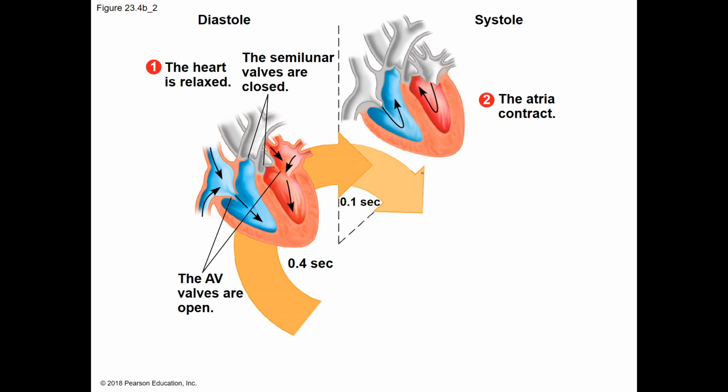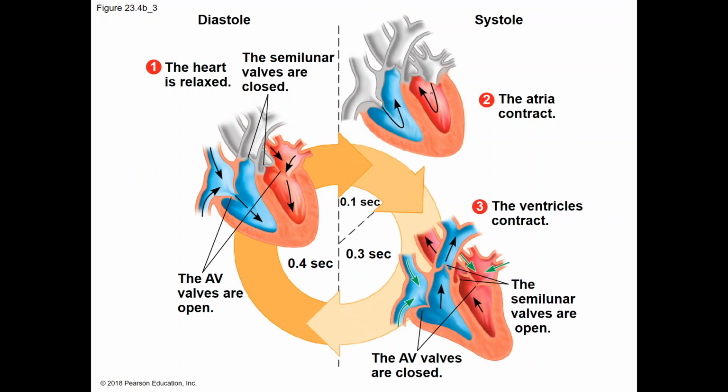The second part, systole, begins with a very brief contraction of the atria that completely fills the ventricles with blood. Then the ventricles contract, and the force of their contraction closes the AV valves and pumps the blood into the large arteries. So blood flows into the relaxed atria during the second part of systole, as indicated by these green arrows here.